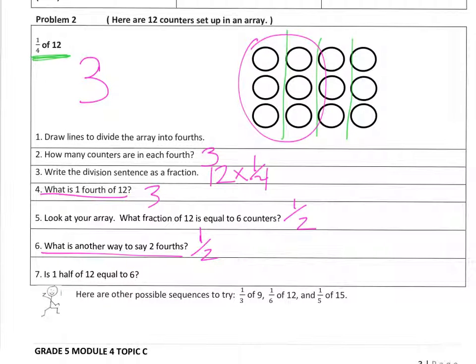So see, we could think of it as halves, 1/2, 2/2, or fourths, 2/4, 3/4, 4/4, but half is the reduced fraction, so that's what we're going to use. So, is 1/2 of 12 equal to 6? Yes.